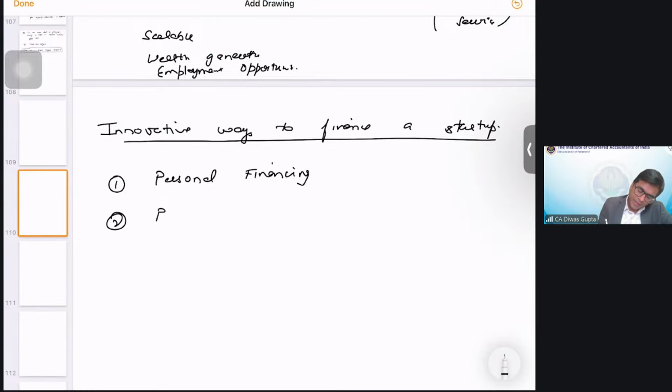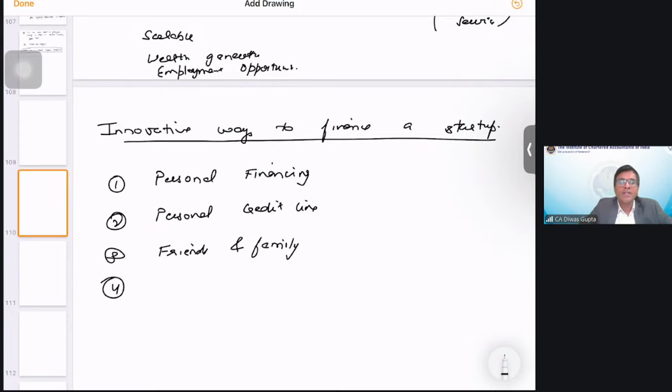Second, personal credit line. That means you are actually making use of your personal credit cards to fund your startup payments, for example. Okay. Then friends and families. So friends and family means that you are seeking their help in terms of loans taken from friends slash families, and utilizing those loans to finance your startup.